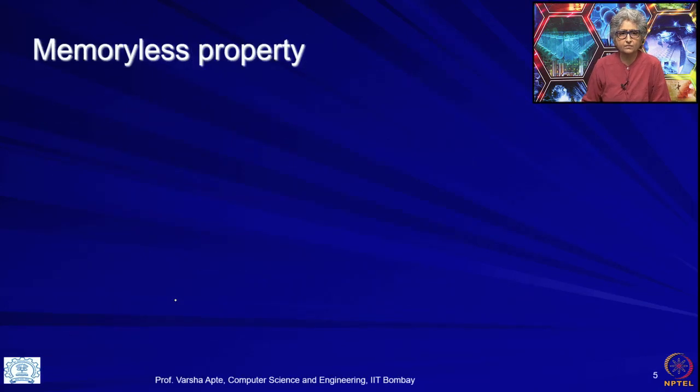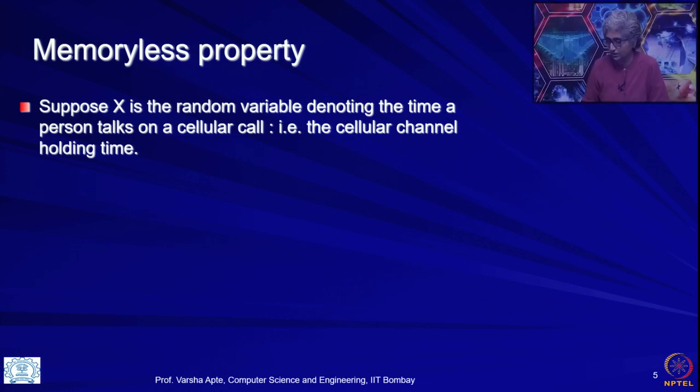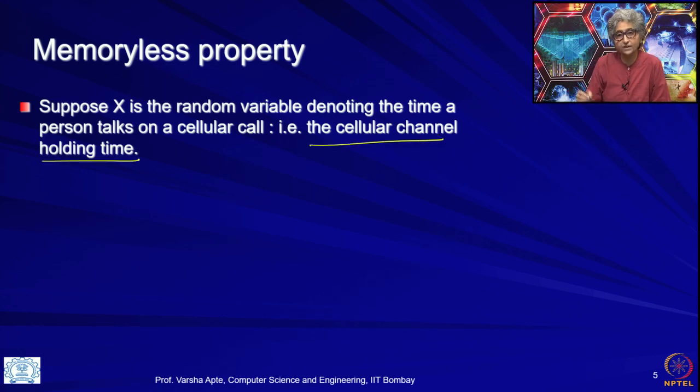So the memoryless property is this. I am going to state it and we are going to try and understand it. Suppose x is a random variable denoting the time that a person talks on a cellular call. It is going to be equal to the holding time of the cellular channel. In the whole period of time that a cellular network operates, people talk for different amounts of time. It is nothing fixed, so we can denote it by a random variable, and let x denote that time.